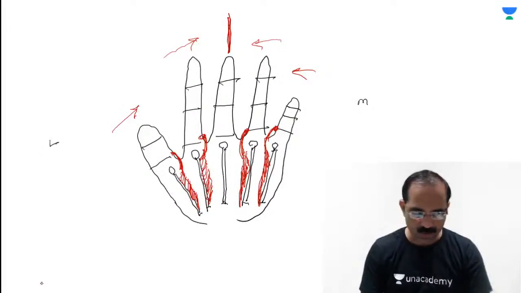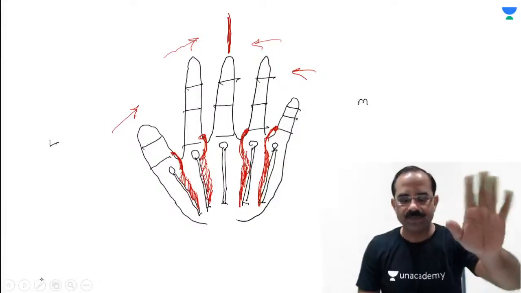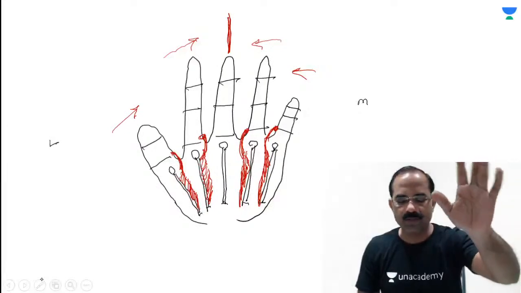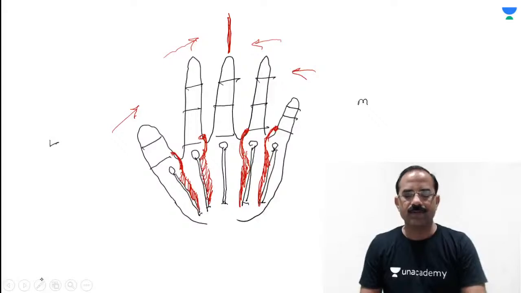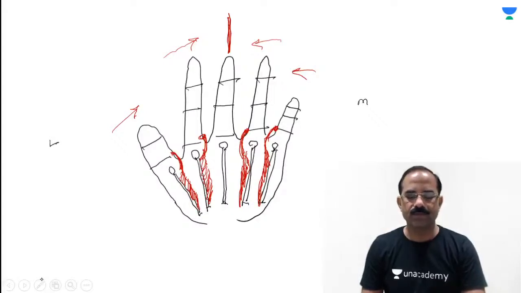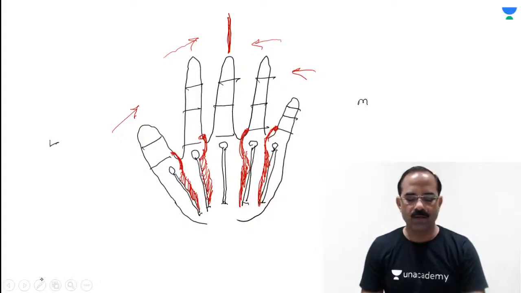Now understand the dorsal interossei. Is this clear? I'll clear this off. Students, is this clear? Tell me. If it's clear, just put your thumbs up. That's it. So I proceed. This is the simplest way to represent a palmar interossei.